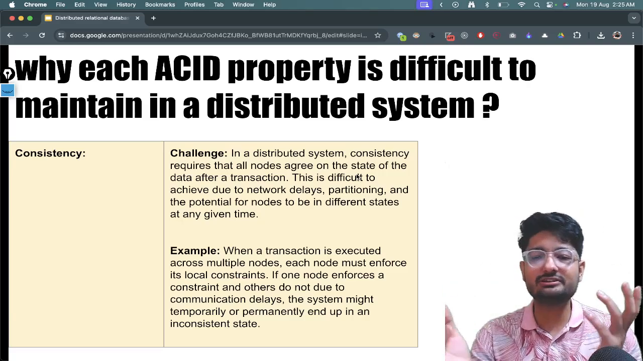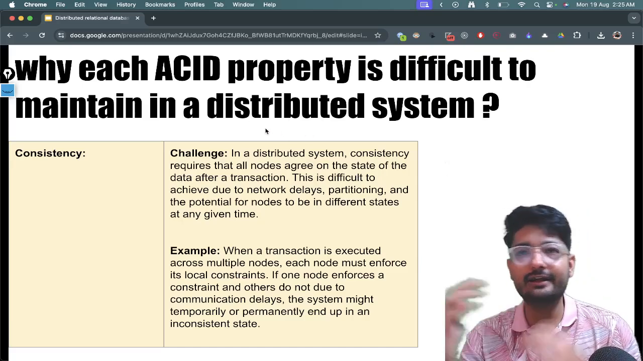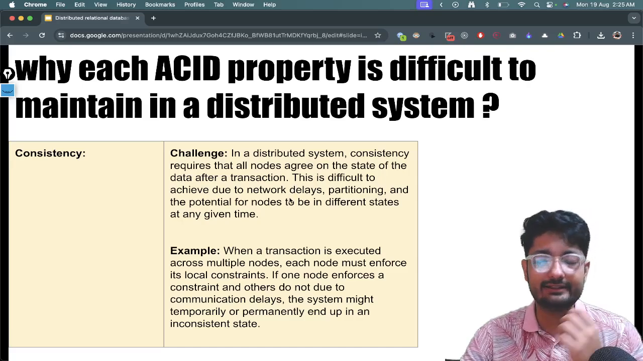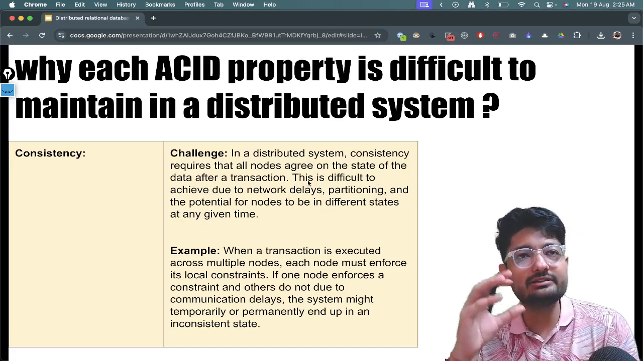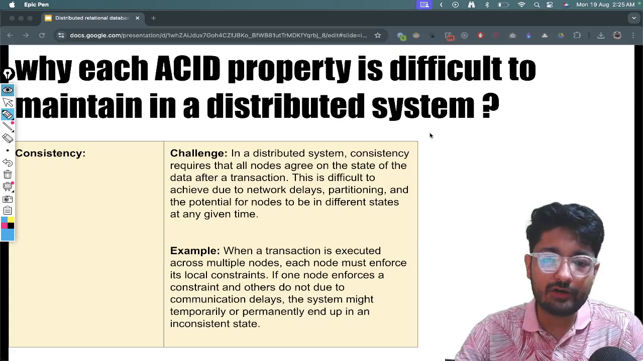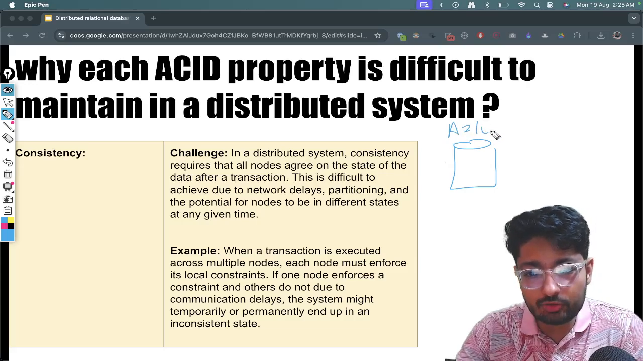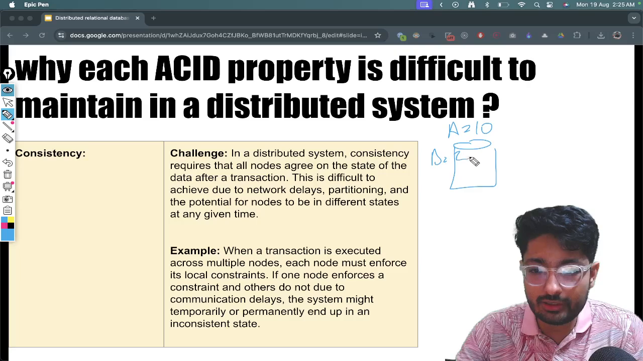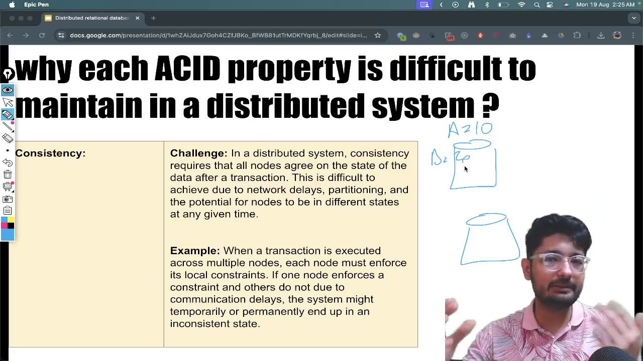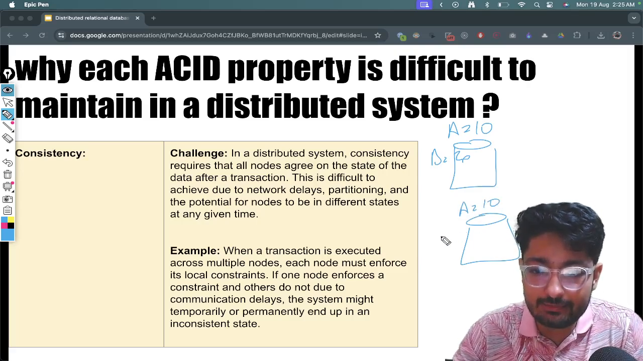The next is consistency. Again, in a distributed system, consistency requires that all the nodes agree on the same state after the transaction is done. But as I have told you, if there is some network delay or network partition, then there will be a consistency issue. Let's say in this database, A has money equal to 10 and B has money equal to 20. Now this database is a replica of the first, because I have to maintain availability. So I have two databases which have the same data. Again, A has 10 and B has 20.